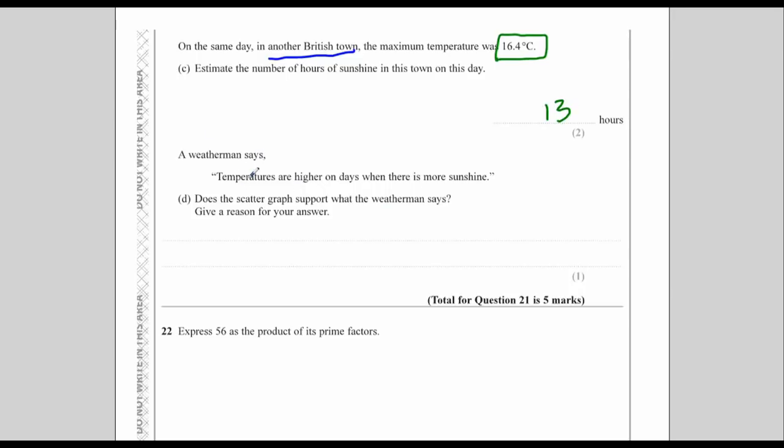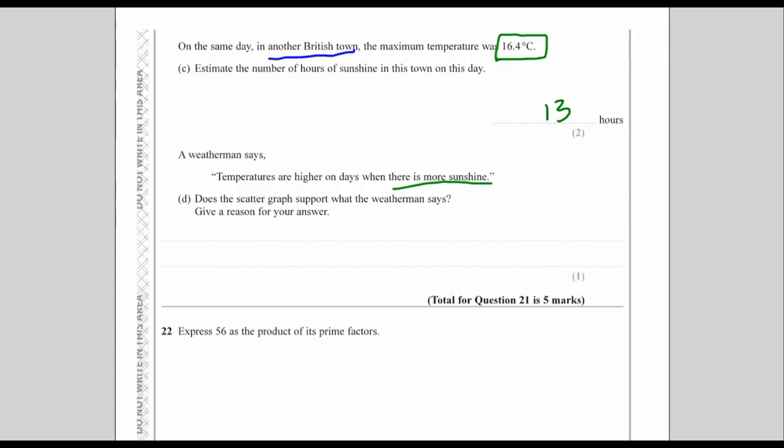A weatherman says temperatures are higher on days when there is more sunshine. Does the scatter graph support what the weatherman says? Give a reason for your answer. So temperatures are higher when there is more sunshine. Does that sound sensible? Well, when do you have more hours of sunshine? It's usually in the summer. Okay, and what's the temperature like in the summer? It's usually hot. So in our heads this makes sense, but does it make sense with the scatter graph?